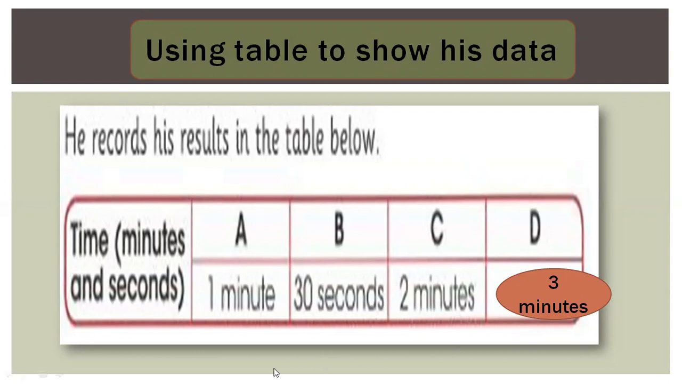First in A, he held the ball 1 minute. In B, 30 seconds. C, 2 minutes. And D, 3 minutes. So complete the table in your book. Write 3 minutes.